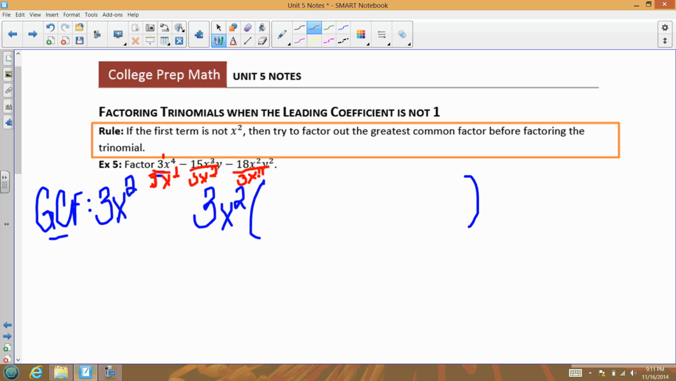So here, when I divide by 3x squared, the 3's cancel, and I'm left with x to the second. And then the next term, I'm going to have minus 5x. And then the last term will be minus 6. And my x squareds are going to completely cancel, and I'm going to have a y squared.